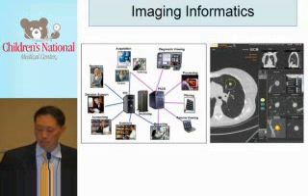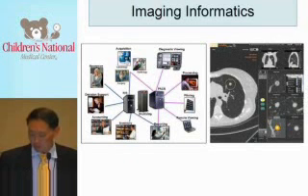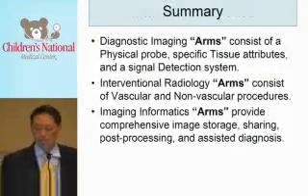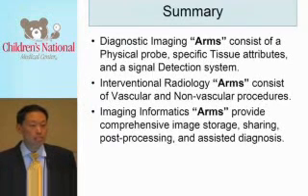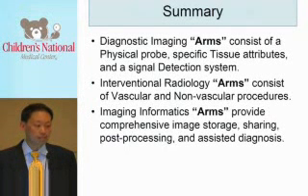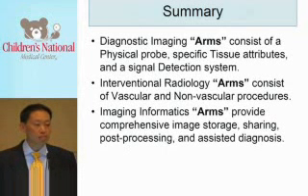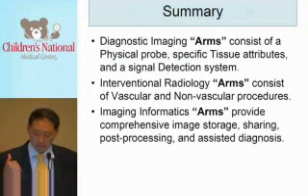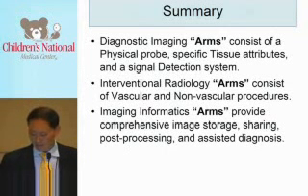And then regarding augmenting the ability of the radiologist or other imaging professional, computer-aided detection and diagnosis, such as detecting subtle pulmonary nodules and characterizing them or comparing them to prior studies. So in summary, regarding the arms, diagnostic imaging arms consist of the probe, tissue characteristic, and a detection system. Interventional radiology, a rough but pretty good way of dividing them is vascular and non-vascular procedures. And informatics, comprehensive image storage, sharing, post-processing, and assisted diagnosis.